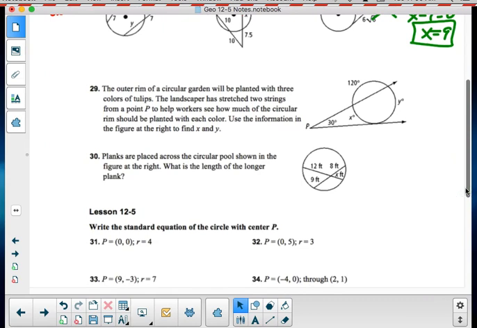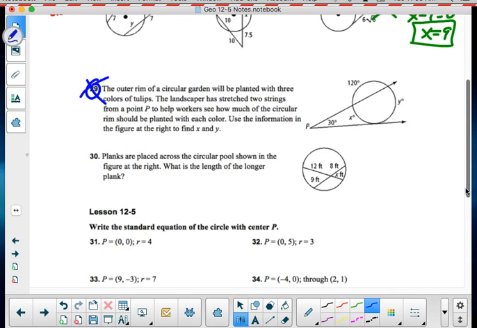In 29, I'm going to have you all skip that. Okay. You have to use systems of equations. I don't have anything like that on the test.